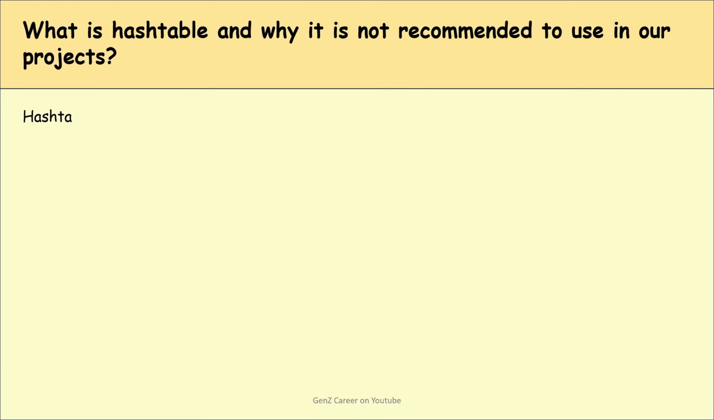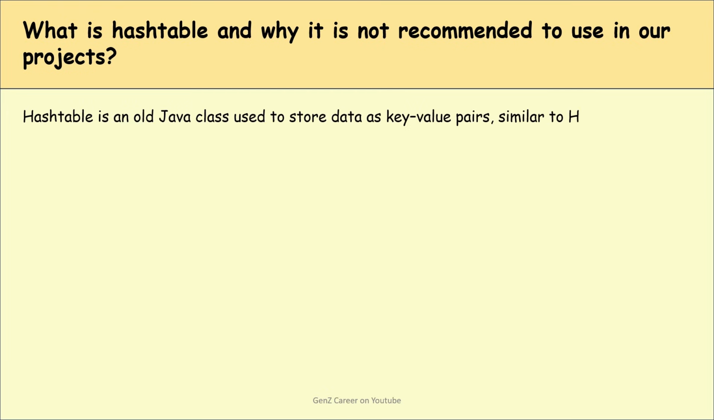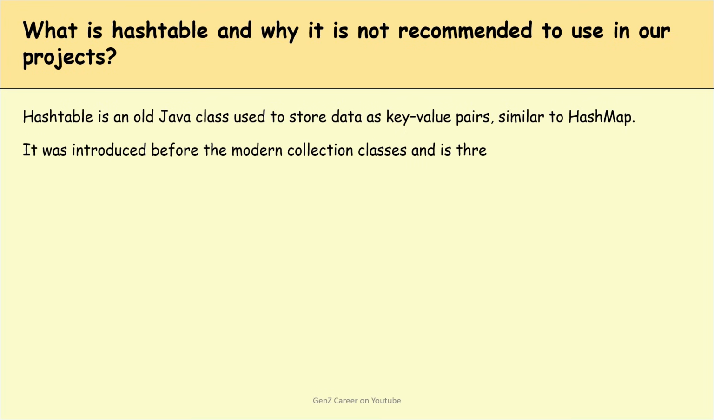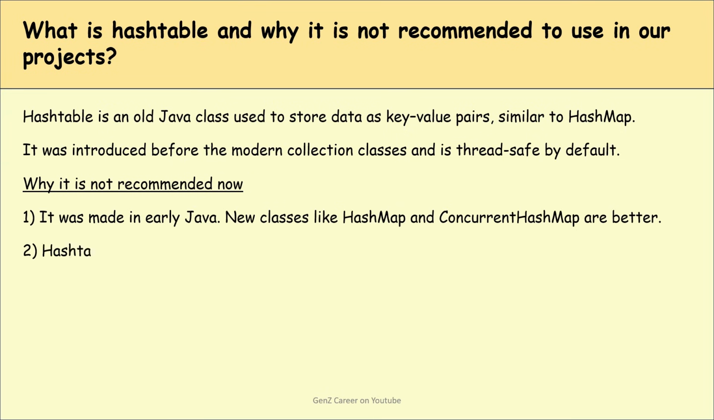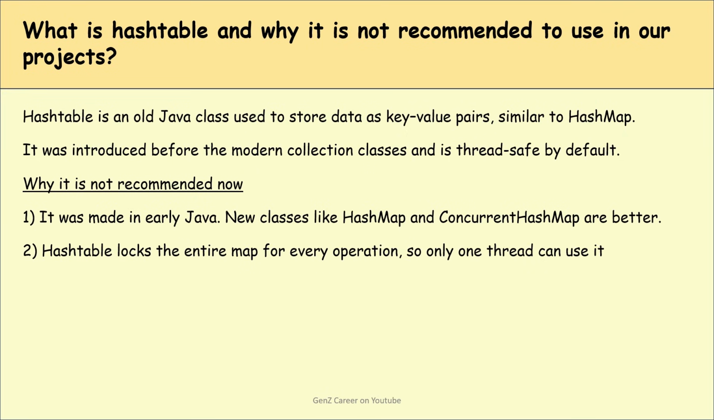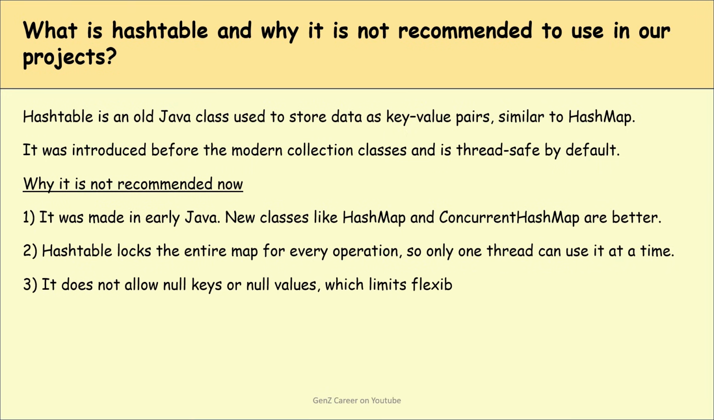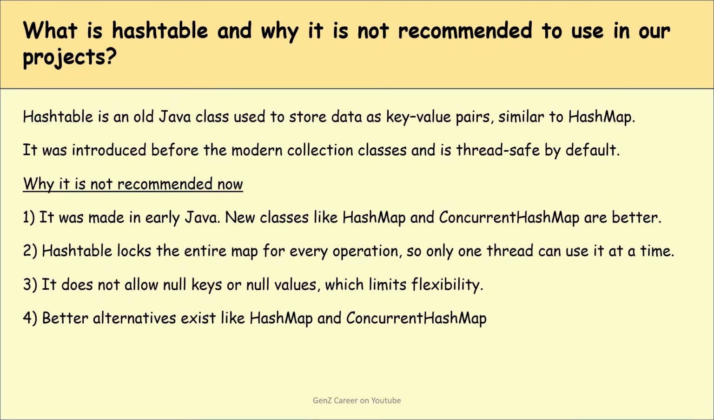Hashtable is basically an old Java class used to store data as key value pairs. Similarly to HashMap, it was introduced before the modern collections classes and is thread safe by default. Okay. Let me tell you why it is not recommended. Because it was made in early Java, new classes like HashMap and ConcurrentHashMap are better. Hashtable locks the entire map for every operation, so only one thread can use it at a time. It does not allow null keys or null values, which limits flexibility. Better alternatives exist like HashMap and ConcurrentHashMap.